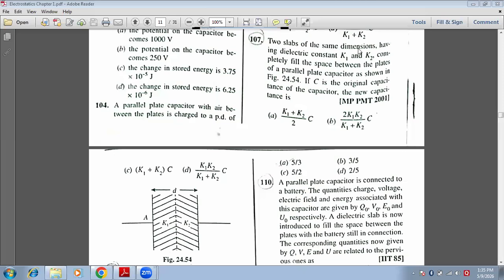Two slabs of the same dimensions having dielectric constants K1 and K2 completely fill the space between the plates of a parallel plate capacitor as shown in figure 24.54. If C is the original capacitance of the capacitor, the new capacitance is: option A, (K1 plus K2) by 2 into C; option B, 2 K1 K2 upon (K1 plus K2) into C; option C, (K1 plus K2) into C; option D, K1 K2 upon (K1 plus K2) into C. Correct answer: option B, 2 K1 K2 upon (K1 plus K2) into C.